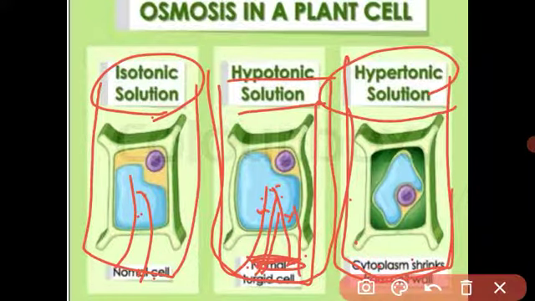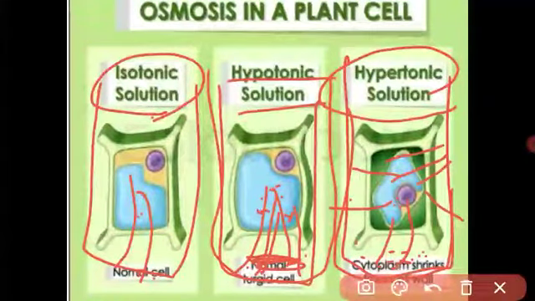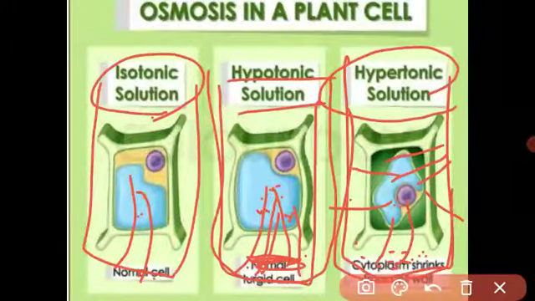So whenever I put the cell into the hypertonic solution, here the concentration of solute is more. In the cell there is a low concentration of solute but a high concentration of water. So what, student? The movement of water is outward, diffusion, and the cell becomes shrunk. This is called exosmosis. Understood, student? These are the 3 important solutions which determine the movement of water molecules.